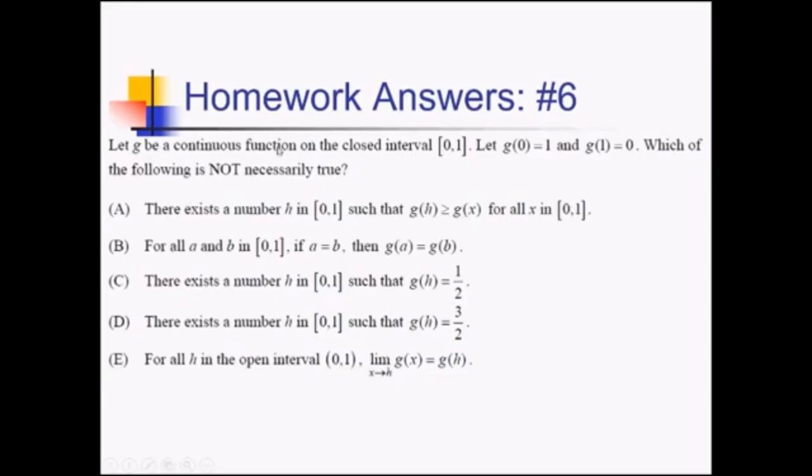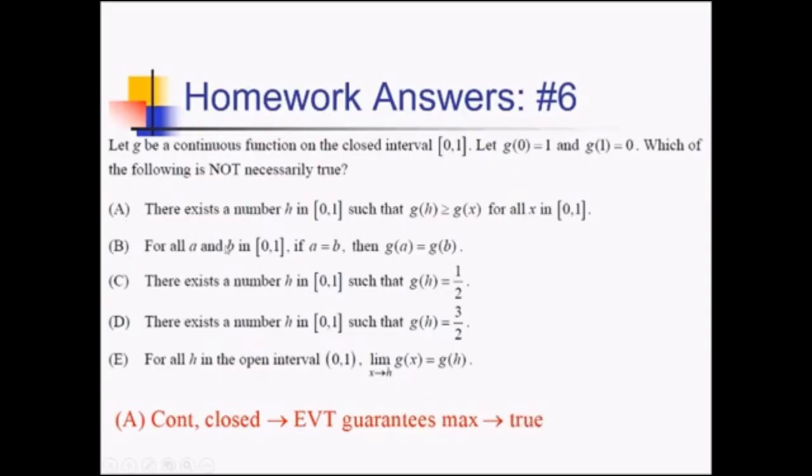Well, they said that we had a continuous function on a closed interval. If we have a continuous closed situation, that means that the extreme value theorem, the EVT, guarantees we have a max and a min, an absolute max and a min on that interval. So that is guaranteed. Choice A is necessarily true.